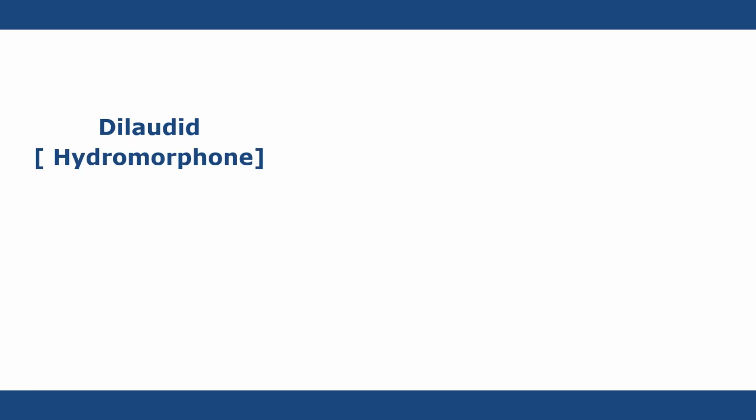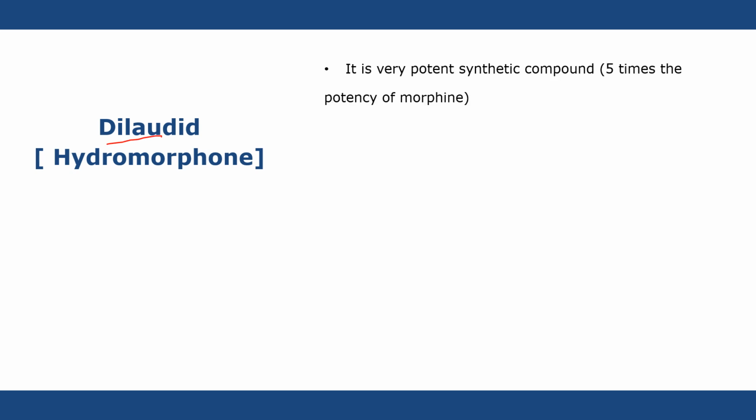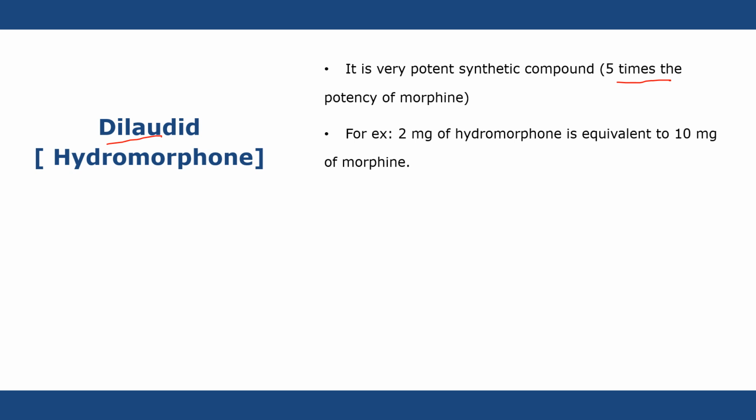Okay, so next agent is Dilaudid or hydromorphone. Hydromorphone is a very potent synthetic compound. How potent? Well, 5 times the potency of morphine. Remember, we are comparing every drug with a prototype drug, and that is morphine. So, for example, 2 milligrams of hydromorphone is equivalent to 10 milligrams of morphine. Needless to say, this medication is reserved for severe pain that is not relieved by morphine.